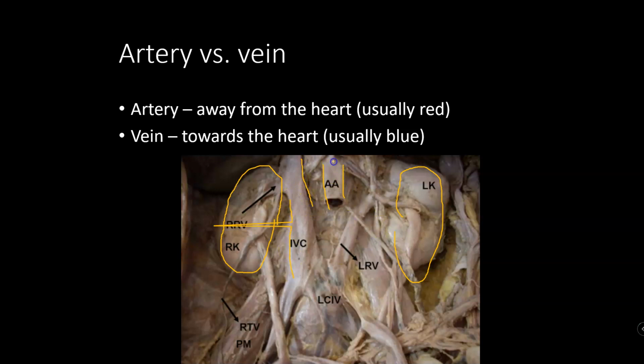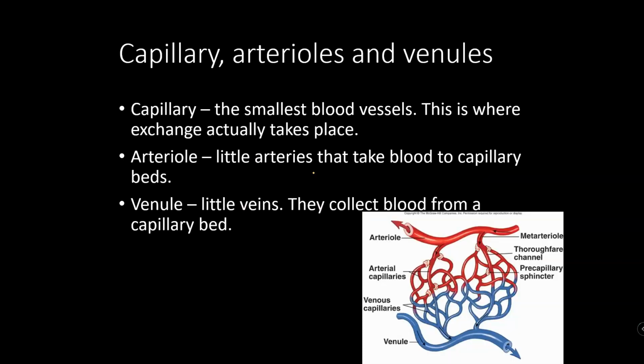And so the abdominal aorta, it's taking blood away from the heart, so it's an artery. It happens to be the largest by diameter vessel in the body. Inferior vena cava is taking blood back to the heart. It's one of the larger veins in the body. Okay. There are also other vessels in the body. They're sort of intermediate in size or the smallest vessels.